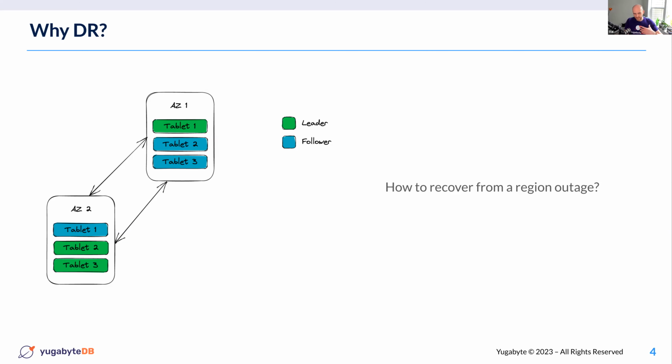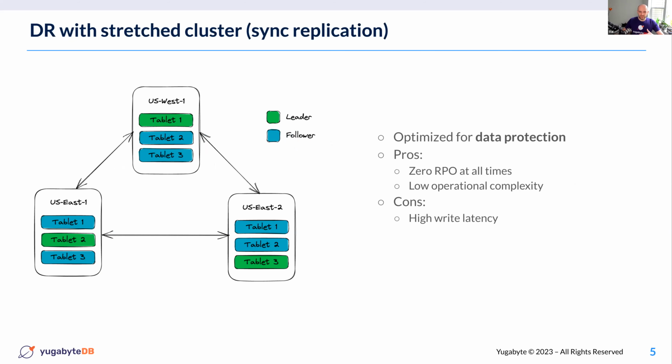First of all, it is actually possible to stretch your cluster across multiple regions in the same way as you would across multiple nodes or multiple availability zones. That will achieve most of the disaster recovery goals, meaning that if you lose the whole region, the data is still available. There is no downtime. There is no data loss, which means you have zero RPO at all times.